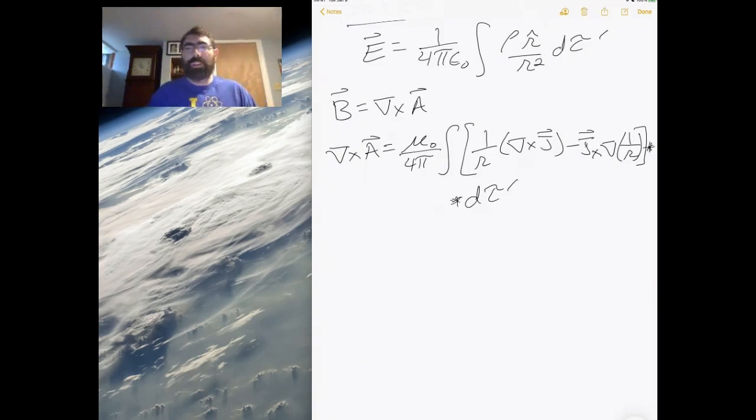So I'll put that in there. So we're integrating over the volume. So basically I had to take the chain rule with the cross product. Okay, so let's work out some of these pieces.